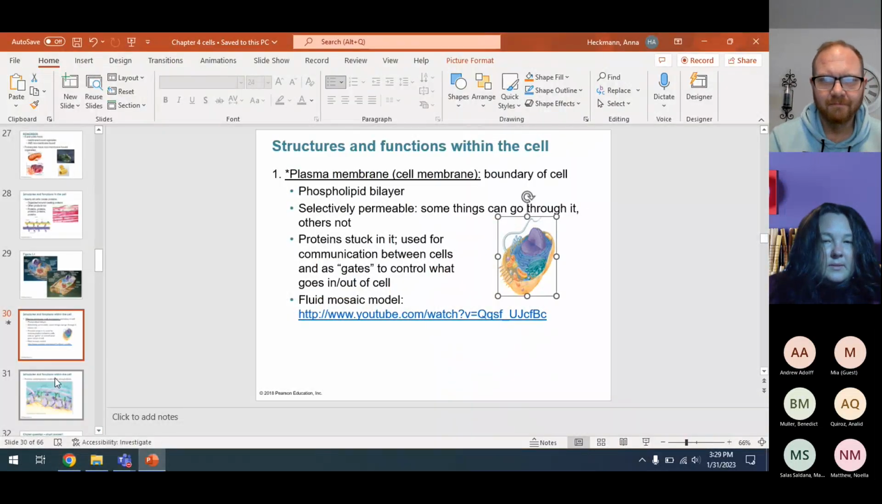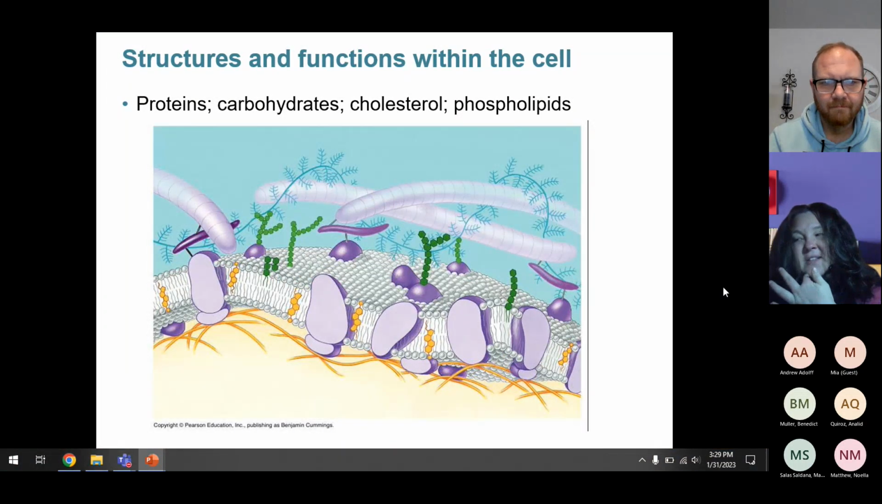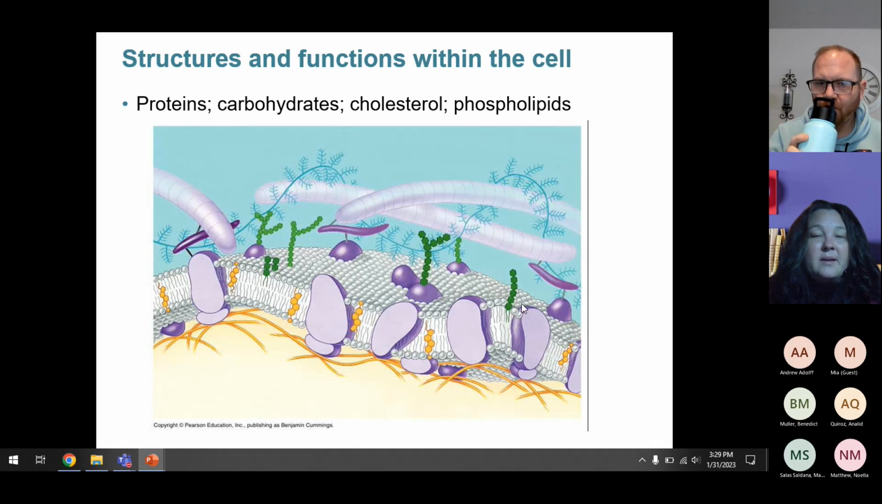All right. Here is another picture. I just wanted you to have this for visual reference whenever you are studying. This is a cell membrane, which remember is called a plasma membrane sometimes. It's a mosaic, and these are the things that you can find in it.